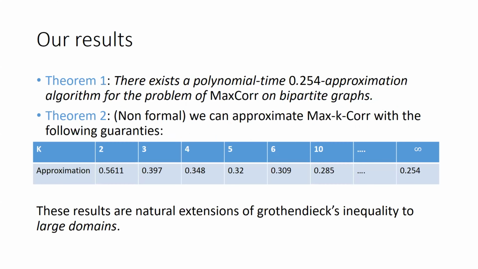Our first result is that there is a polynomial time approximation algorithm that achieves a factor of 0.254 for max score on bipartite graphs. The second result is sort of an extension of the first: we can approximate max k-cut with the following guarantee. As k gets bigger, the approximation factor decreases, and for arbitrarily large k, we get the guarantee of the first result. In addition, these results are a natural extension of Grothendieck's inequality to large domains. I will not talk about this specifically, but you can read about it in our paper.